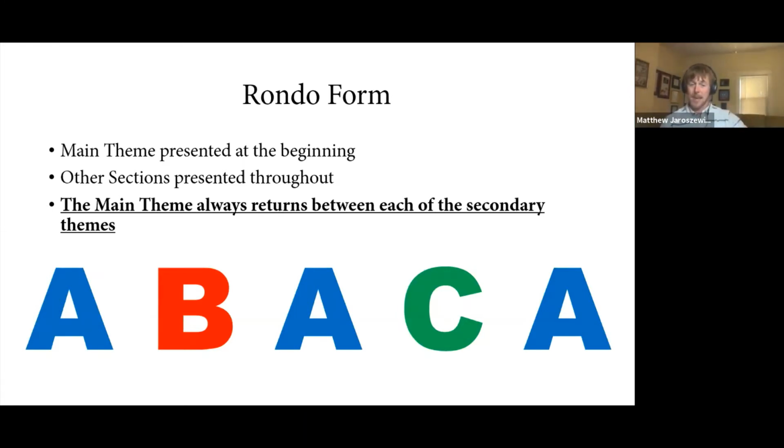Instead of just having A, B, A, now we can have a C section, or even D, E, F, and so on and so forth. The main thing that is going to distinguish rondo form is that however many sections we have, the A theme will always come back between each new section. So you have here A, B, A, C, A.